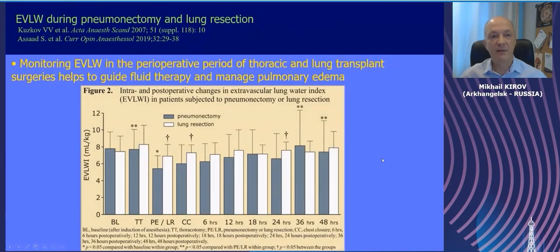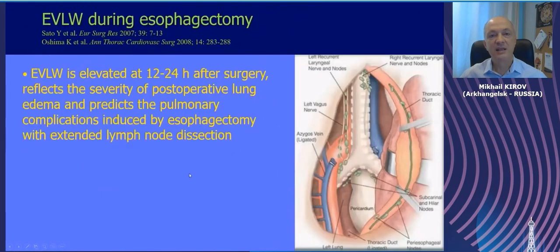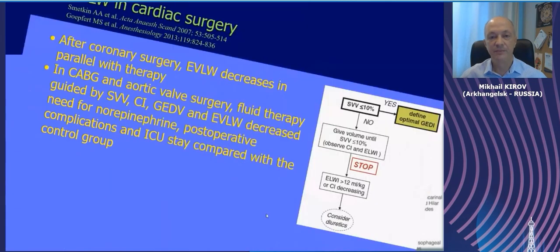After pneumonectomy and lung resection, lung water measurement can help to detect post-pneumonectomy pulmonary edema, as has been shown in our study, when it is increasing, peaking between 18 and 36 hours. After pulmonary endarterectomy, the reperfusion pulmonary edema can be detected by lung water with a good diagnostic value. And after esophagectomy, as shown by a number of studies from Japan, lung water can also be elevated within 24 hours after surgery due to deteriorated lymphatic drainage after lymph node dissection.